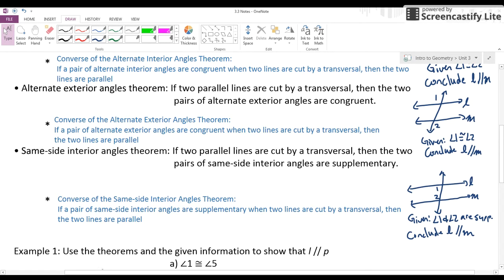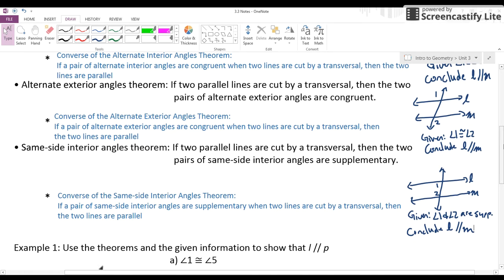Okay, so there they are. You want to make sure you pause and jot this down. But again, we're looking at the converses, what we have in blue. The converse of the alternate exterior angles says that if we have a pair of alternate exterior angles that are congruent, then those two lines that are cut by the transversal must be parallel. If you look over here at this example, again, I don't know L and M are parallel from the diagram or from the given information, but I know that these two alternate exterior angles, 1 and 2, are congruent. So then I have enough information to say that L is parallel to M.